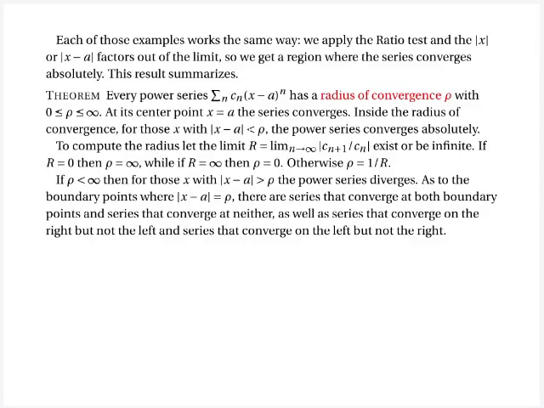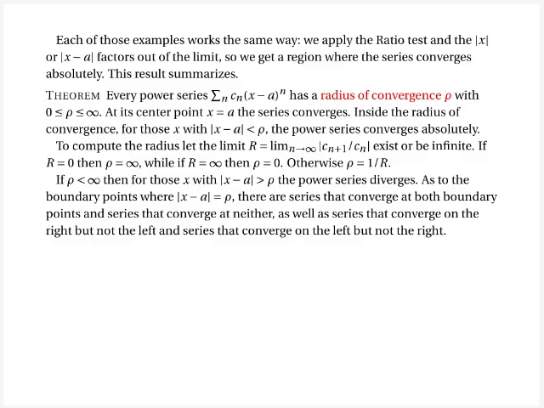All right, so let's summarize. Each of those examples work the same way. You always apply the ratio test. Always the x minus a absolute value factors out, and we always get a region where the series converges. So we have a summary. I wrote it as a theorem, but it's really a summary.